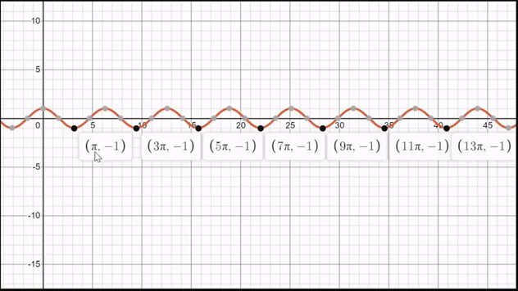Apart from being a multiple of pi, what kind of multiple? Will it be an even multiple or an odd multiple? Look here. Odd multiple. Odd multiple. Odd multiple, odd multiple, odd multiple, and odd multiple. So cos of an odd multiple of pi will result in a value of minus 1.